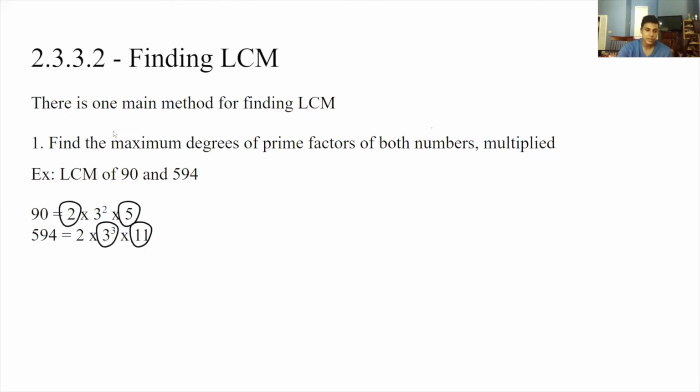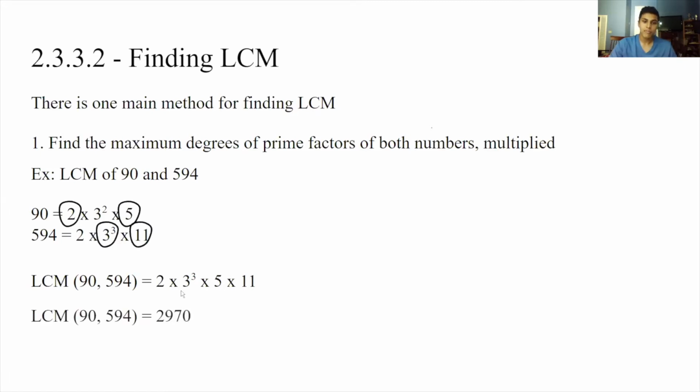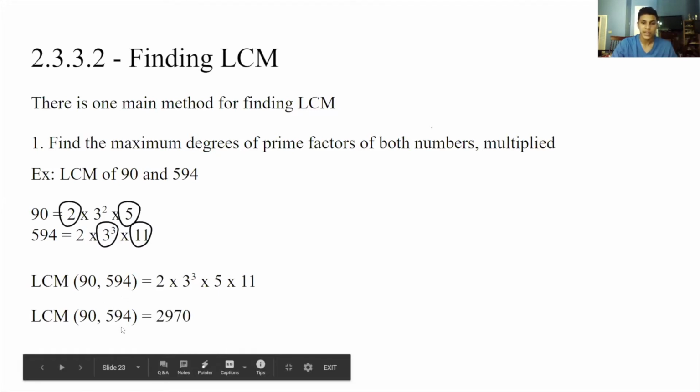Well, if we look back in our method definition, it says, find the maximum degrees of prime factors of both numbers. Great, we did that. Multiply. So now we just need to take these numbers and multiply them all by each other, which means that the LCM of 90 and 594 is going to equal 2 times 3 to the power of 3 times 5 times 11. Because now we found the maximum degrees of each of the prime factors in either prime factorization, and now we just need to multiply them out in order to find the least common multiple. And then if we multiply that out, we get that the least common multiple of 90 and 594 is 2,970.